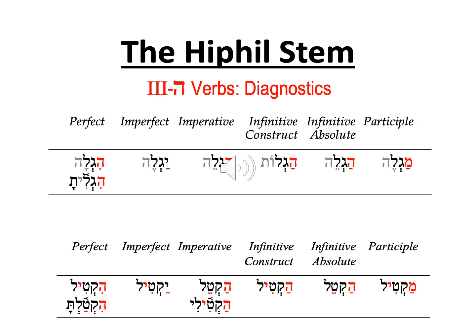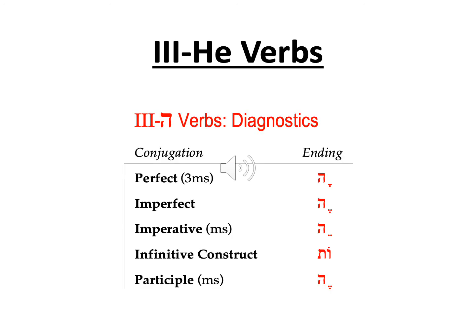Third he verbs also do not change much. The only difference really is that the he takes their own particular vowel, a qamets in the perfect, a segol in the imperfect, a tsere in the imperative, holam vav tav in the construct, and of course the segol in the participle. This will trump the hireq yod or the patach of the Hiphil, but we still know it's a Hiphil because we still have the he plus the hireq in the perfect, or the patach under the preformative in the other forms. Again, as a repetition, here are the third he diagnostics.